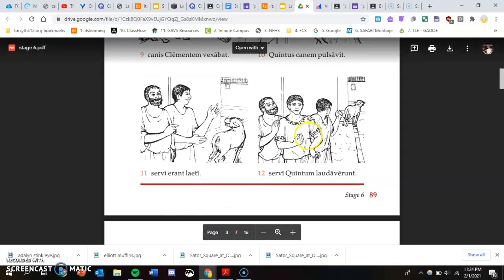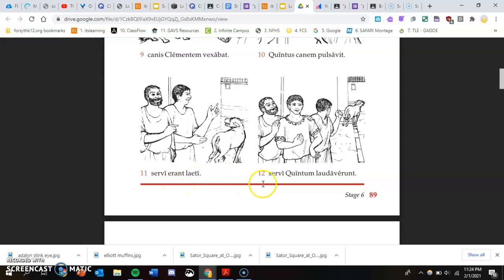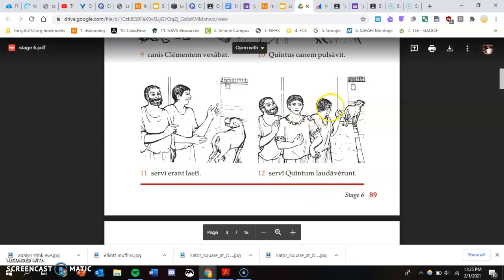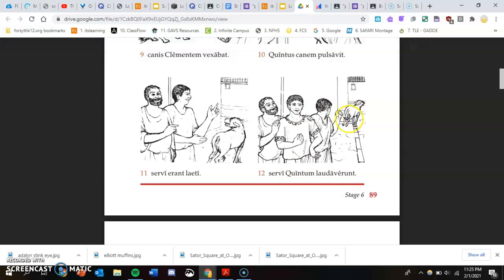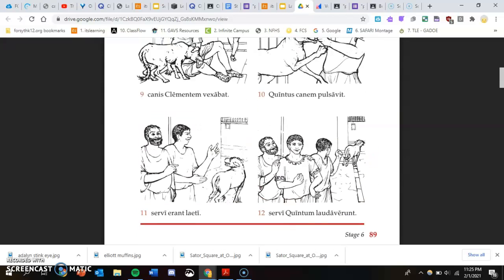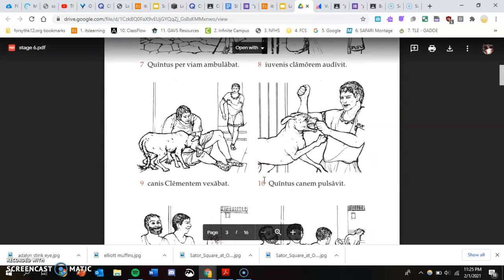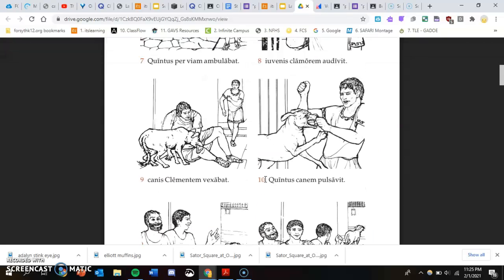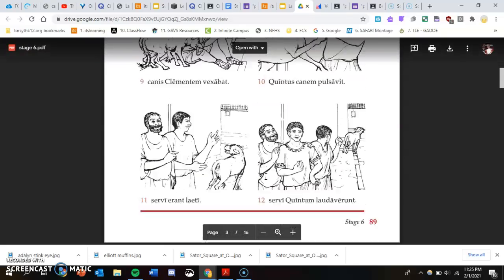Okay. Number 11, servi erant laeti. The slaves were happy. And number 12, servi Quintum laudaverunt. The slaves praised Quintus as the dog runs away. And so those are the model sentences. You will see Pugna, the story, on the next page right here, if you keep scrolling down. And yeah, that should be it.